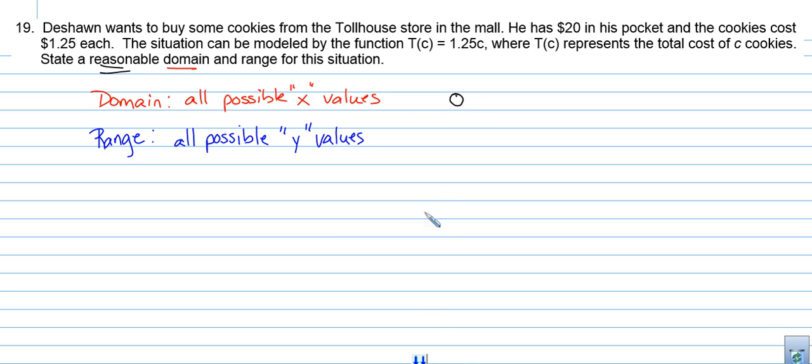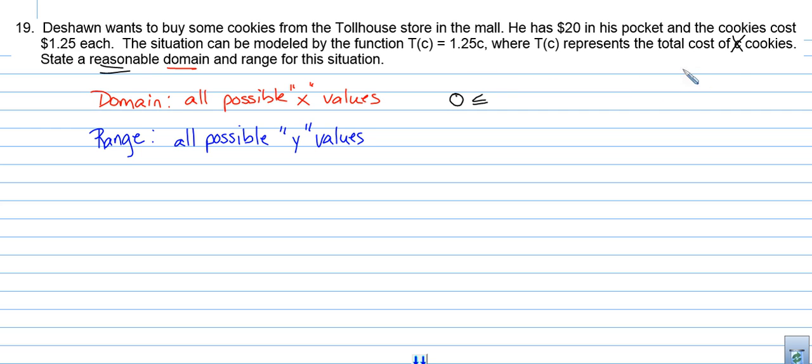Okay? But then he could continue to go. And we know that we're talking about cookies for the x value because C is where x normally is, like when you do f of x, T of C, C is like the x, and x is like cookies. Okay? So that's how we're talking about cookies. But he can buy more cookies than that. He can buy all the way up to $20 worth of cookies.